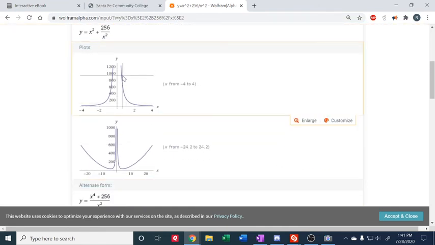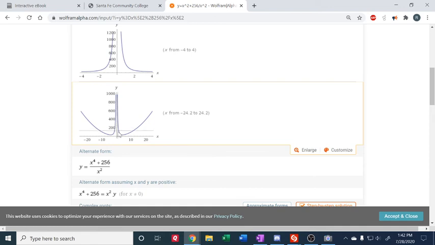From this perspective, we're too close to it to see. From this one, you see it has a minimum at about 4 and another minimum at about negative 4. This blow up here is just this region up to this point, to 4. You can't see that it's about to turn its way up right there. Alright, so that confirms.